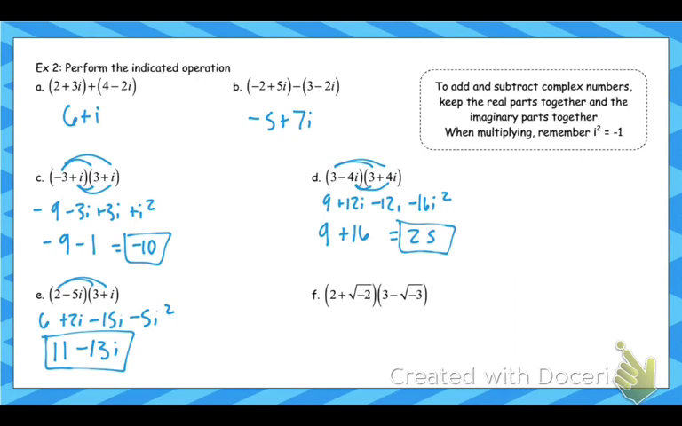All right, on F, in order to multiply this out, we have one additional step to do first. We cannot just multiply these the way they are. We need to convert these to imaginary numbers before we multiply them. Then we can go ahead and FOIL.